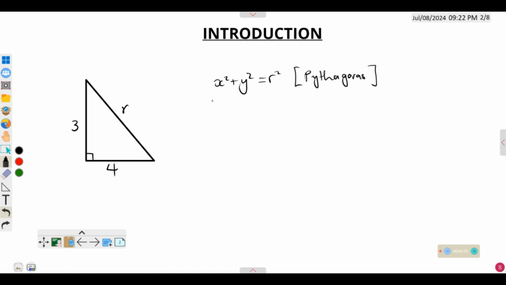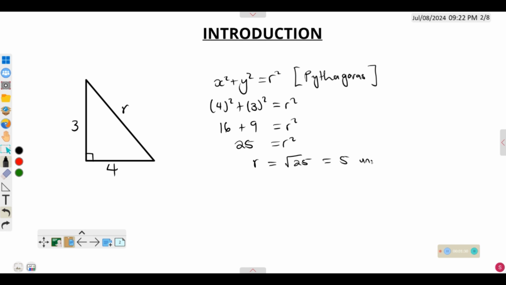We have our x, which is 4, so we'll have 4 squared plus our y, which is 3 squared, and that equals r squared. So this is 16 plus 9, which is 25, and we have that our r, a positive value, is the square root of 25, which equals 5 units. So r is 5 in this case.